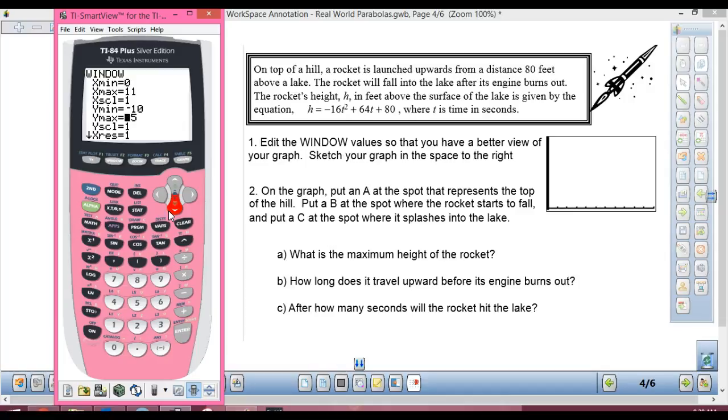Now, let's think about this. It got launched from 80 feet, right? And then it went up from there. So we know it's going to have to be higher than what? It's going to have to be higher than 80. So let's make it 100. Okay, let's see how that works. Can I see the top? No. Okay, so we got to go back to window.